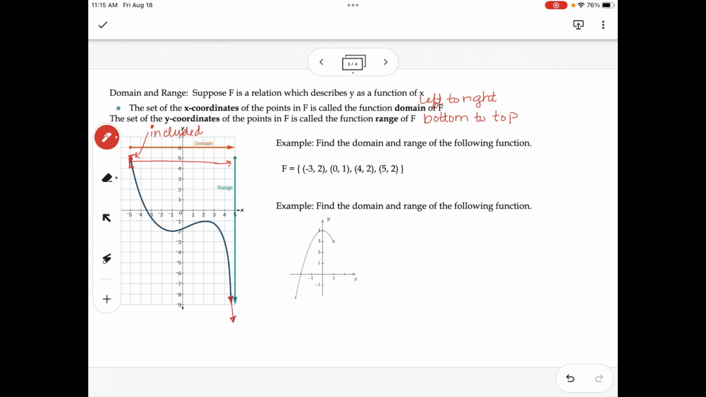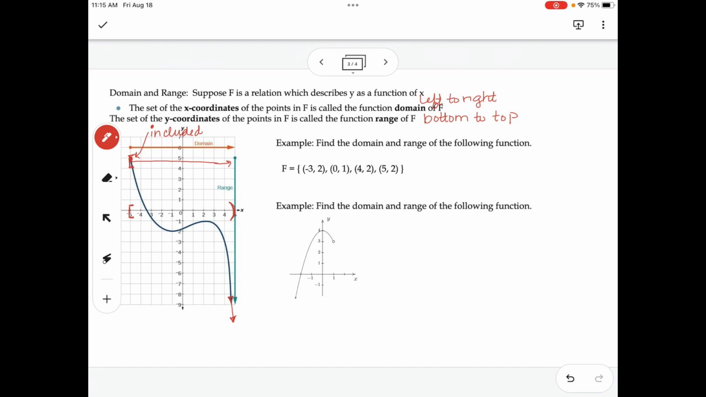So our domain, if I'm thinking about the x coordinates, my x coordinates are going from -5 included until we hit 5 here, which is excluded because it is infinity. It's there, but we're not actually going to touch 5 because it's going to get closer and closer and closer.